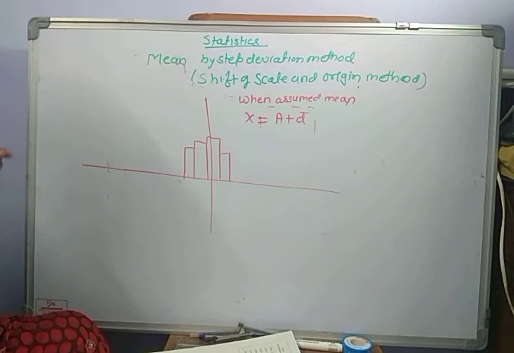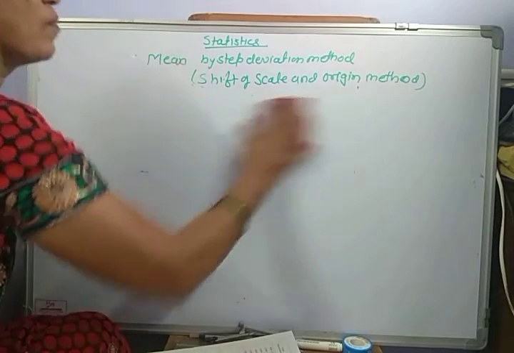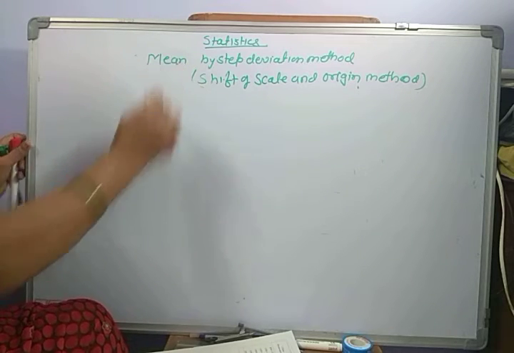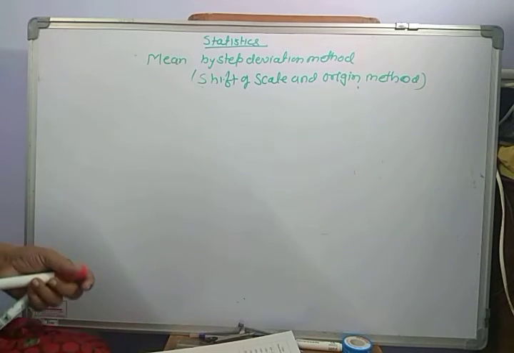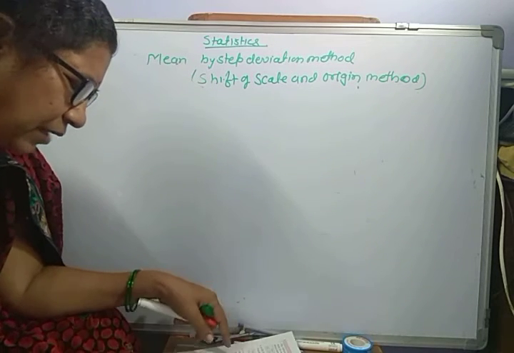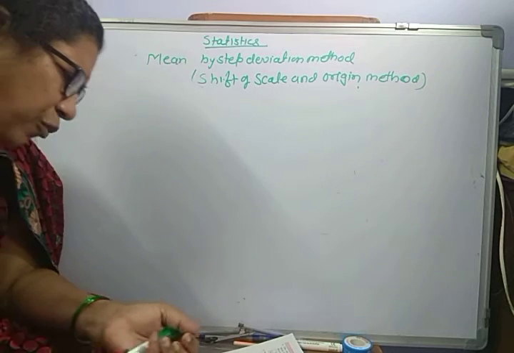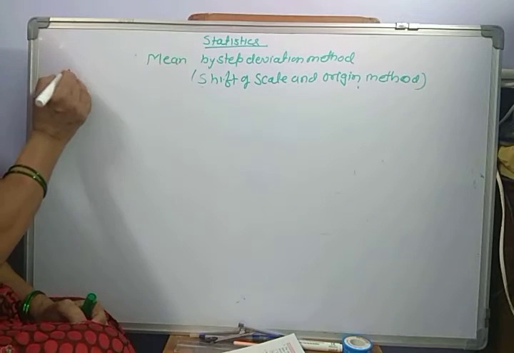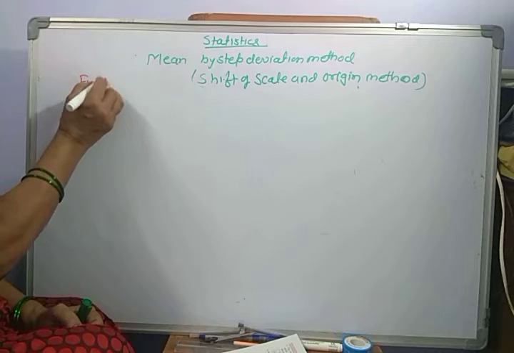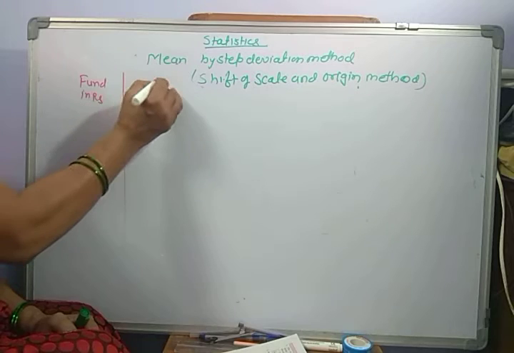Understood? I will explain in live class one more time. With an example also it can be explained better. For example, there is a sum, question number 5 from your textbook, funds in rupees. Funds are 0 to 500, in rupees. Here class mark.